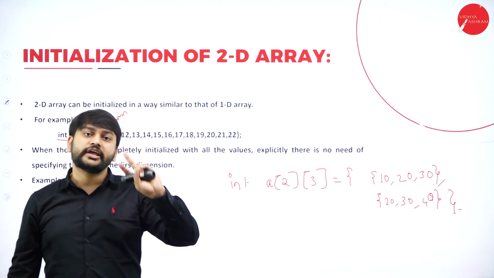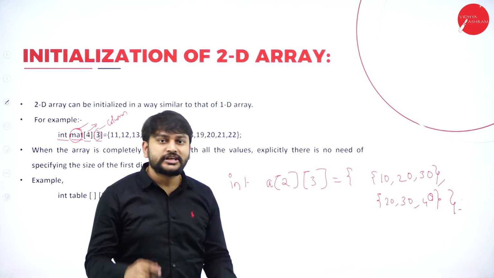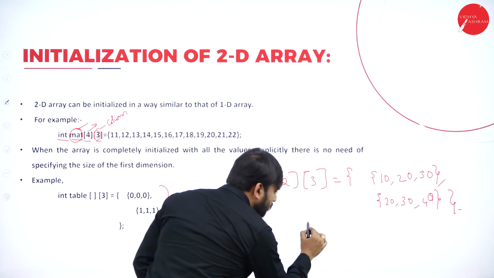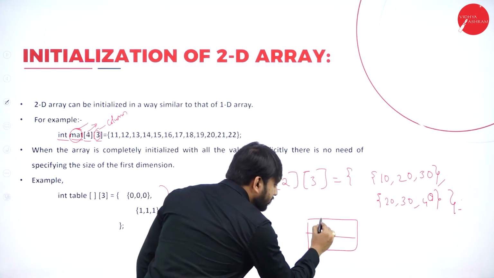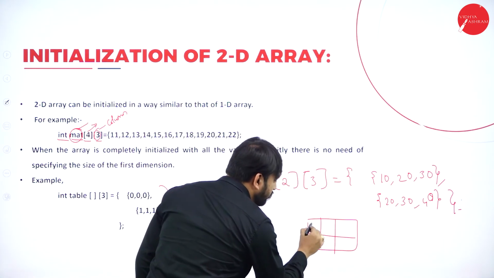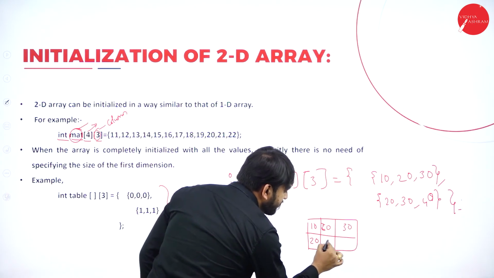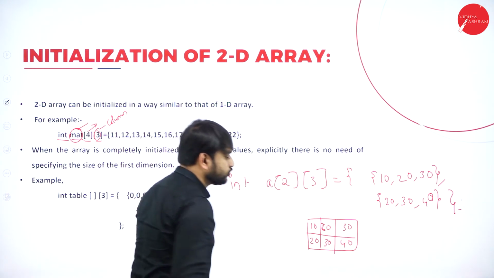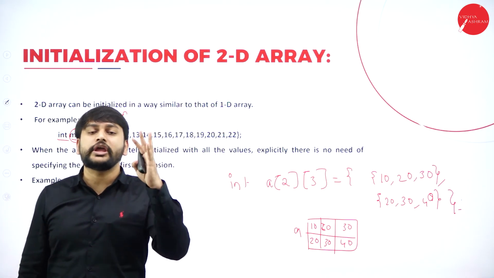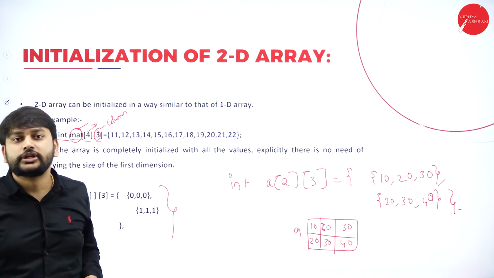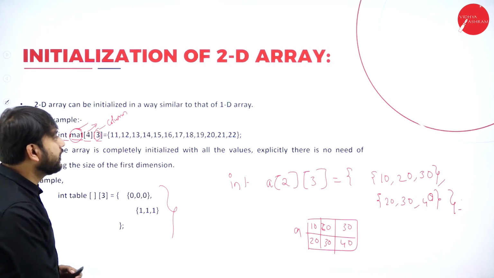This is how I initialize the two-dimensional array. Suppose I represent it in the form of a matrix, how exactly does it look? It looks exactly like this: 2 rows, 3 columns. First row 10, 20, 30. Second row 20, 30, 40. The name of the array is A. This is how we initialize the two-dimensional array. This is what you need to understand.